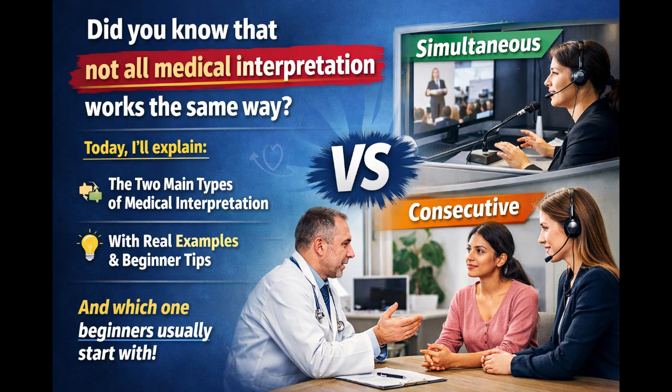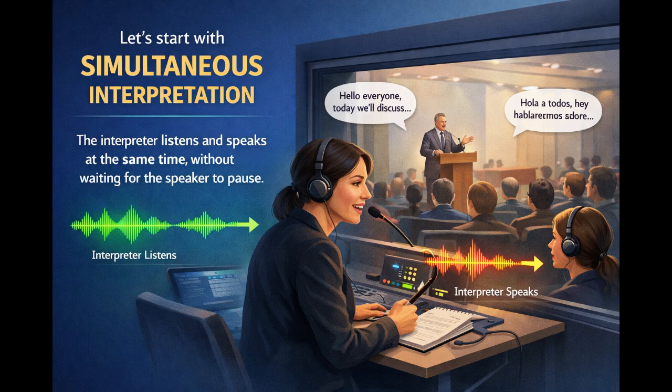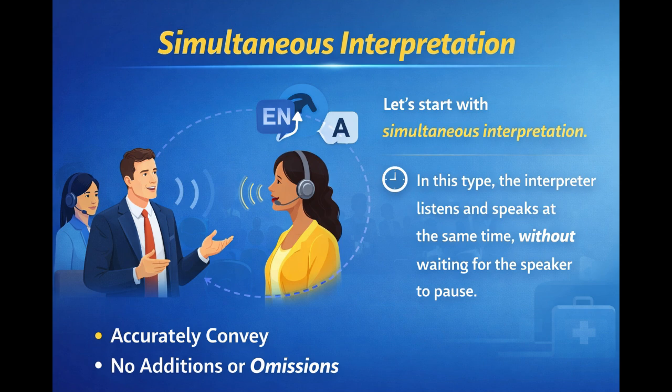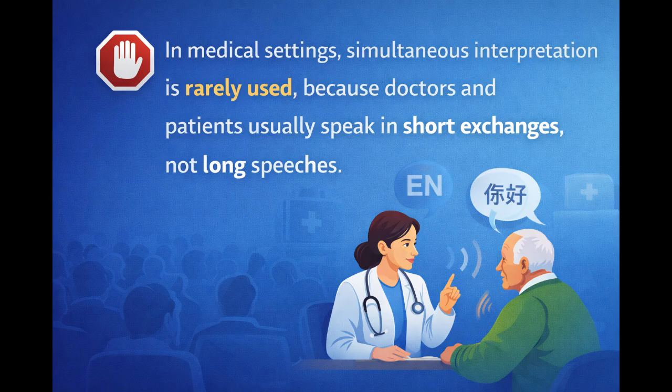Today we will discuss types of interpreter. There are different types of interpretation: simultaneous, consecutive, and sight. Simultaneous interpretation. In this type, the interpreter listens and speaks at the same time, without waiting for the speaker to pause. This method is commonly used in conferences, international meetings, or webinars, where speakers speak continuously. In medical settings, simultaneous interpretation is rarely used, because doctors and patients usually speak in short exchanges, not long speeches.